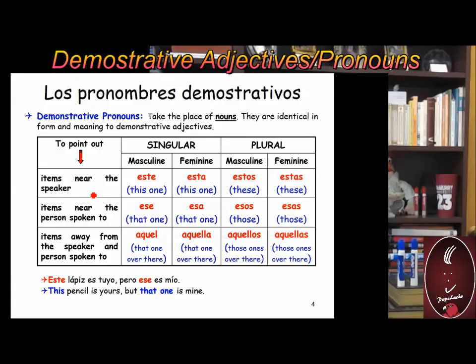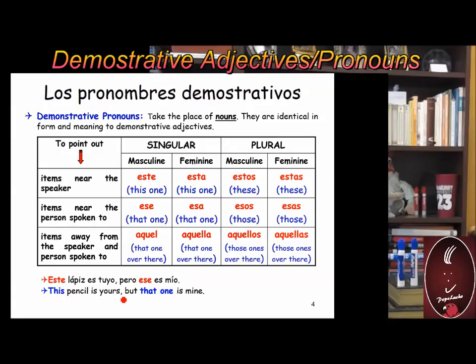Let's review this example. Este lápiz es tuyo. Este is a demonstrative adjective because it's pointing a noun. Pero ese es mío. This ese is replacing the noun lápiz, so this ese is called a demonstrative pronoun because it replaces a noun. In English it is the same.